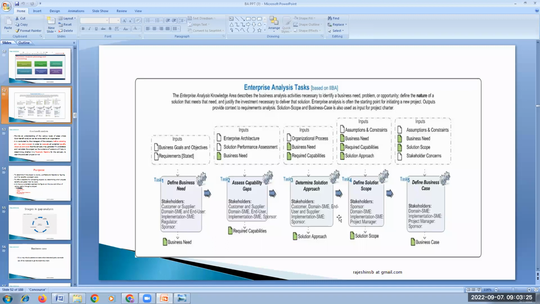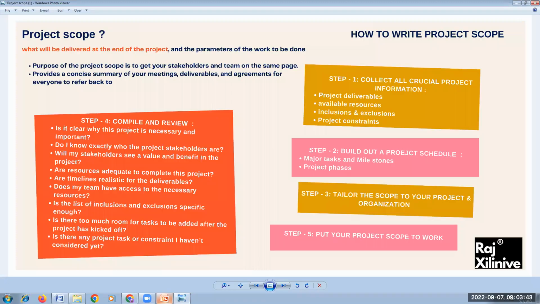Because if you want to define a business case, there are some points which you have to consider. So what are those points? What are the assumptions and constraints? What are the points to be taken into account to define the business case? That I'll be explaining tomorrow, not now. Defining the business case for any project is essentially required. Why and how is it needed? What aspects have to be taken into account under enterprise analysis, that I will be discussing in tomorrow's session.